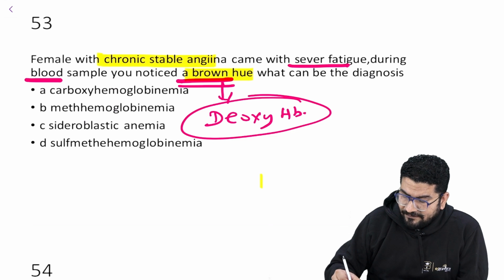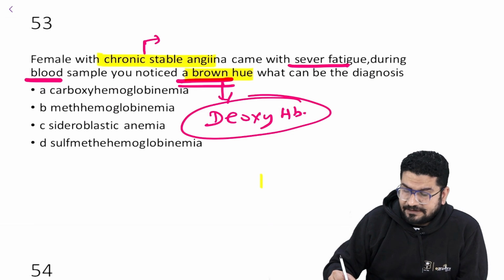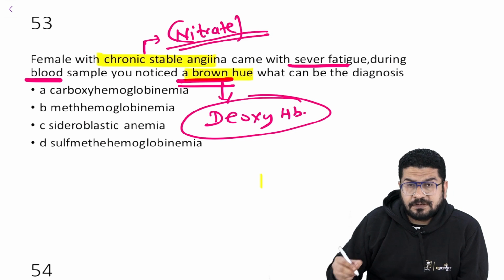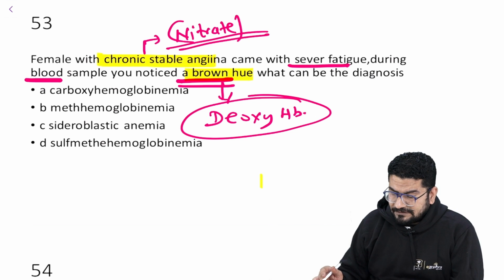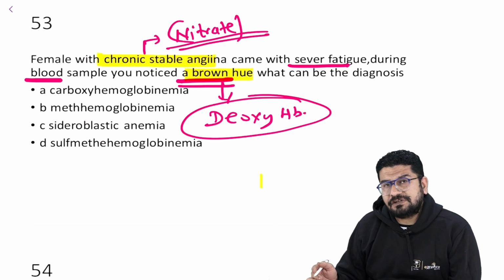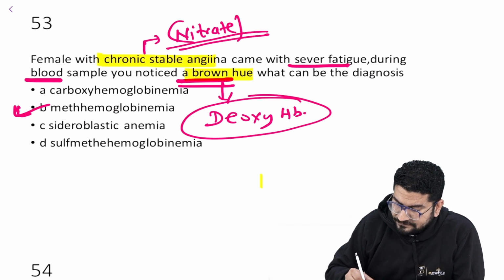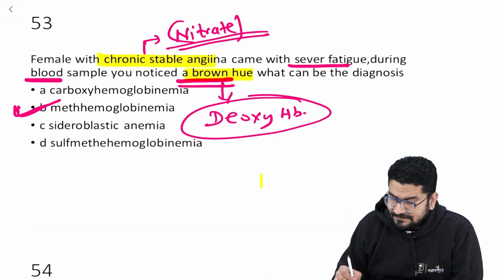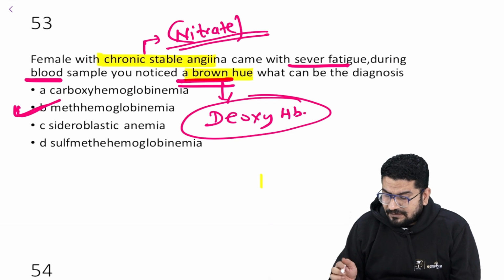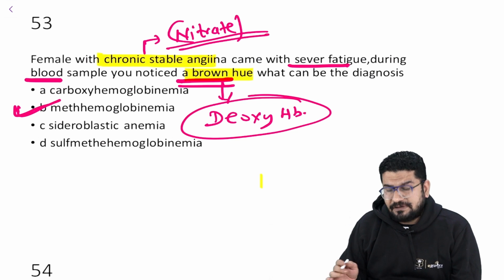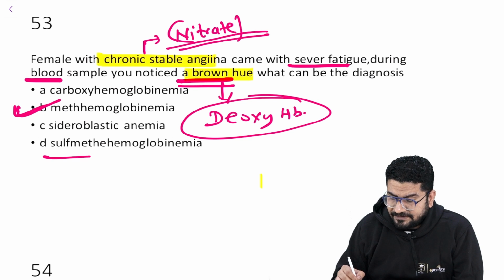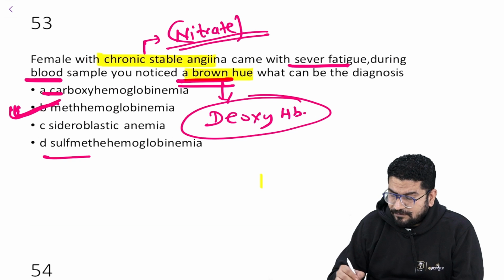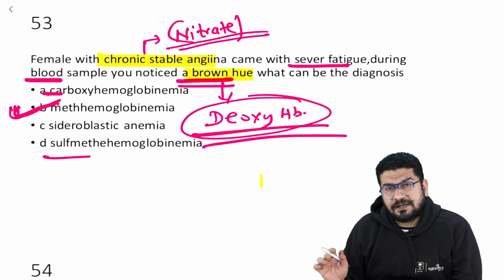Then the patient is having chronic stable angina, so the patient should be taking nitrate. You know nitrate can convert your oxyhemoglobin to methemoglobin. So the side effect of nitrate is this: there is a potential risk of methemoglobinemia. By this you can mark the answer. The other options, like sideroblastic anemia, are generally due to lead poisoning or isoniazid toxicity, or some sulfur-containing drugs. Carboxyhemoglobin is due to carbon monoxide. So this is methemoglobinemia because the patient is having stable angina.